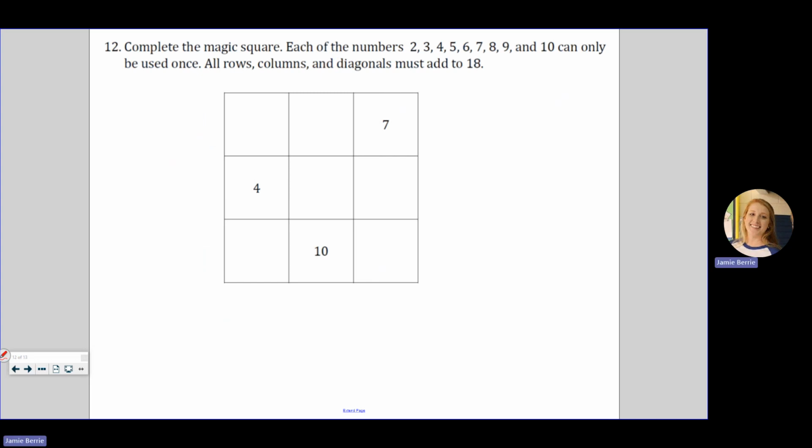Magic square. There wasn't one. This was a little different. I didn't put one on the homework. I thought y'all weren't going to like it. Yes, this one's going to be on the test.